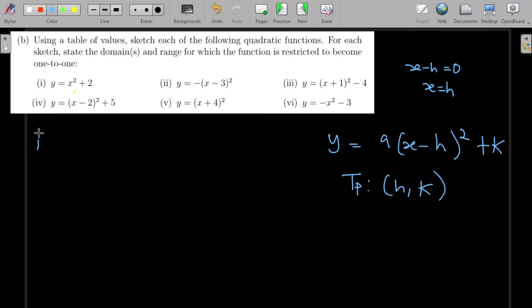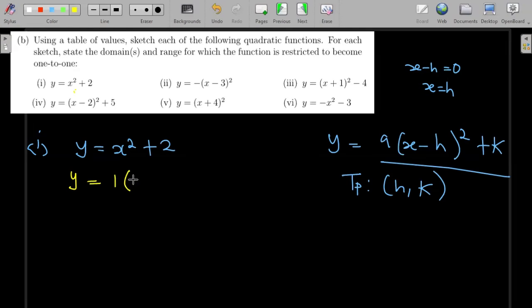Question 1 here: we have y equals x squared plus 2. What I'll do is make this look like the standard form. So I'll say y equals 1, open brackets, and I want to make this x squared look like this, so I'll say x minus 0 squared, and then plus 2. So you can see that we have our a, our h, and our k here. This is our a, this is our h, this is our k. So what is the turning point here? I just equate this x minus 0 to 0.